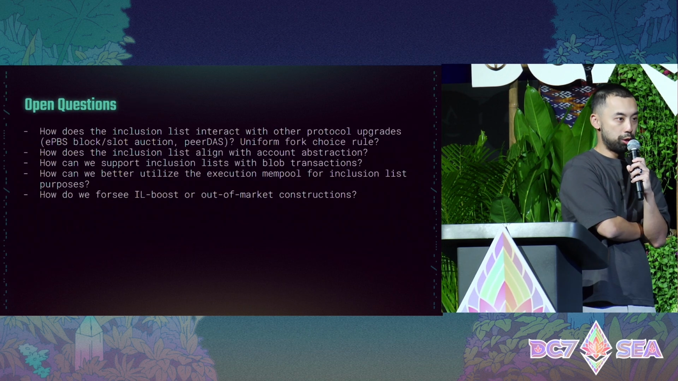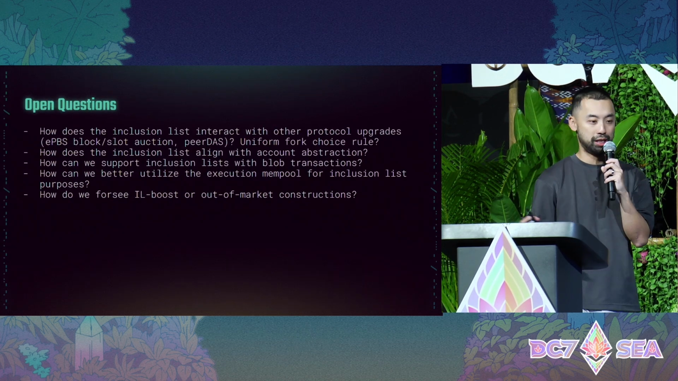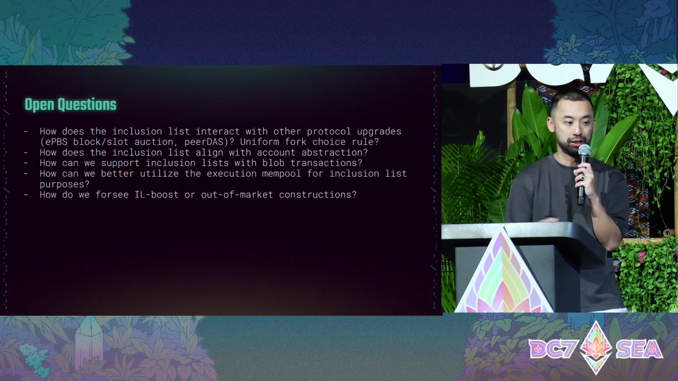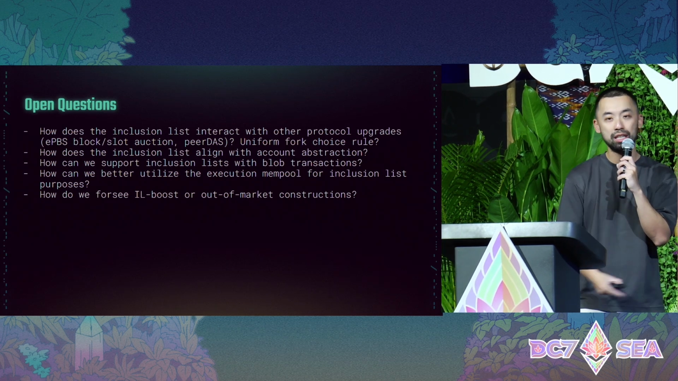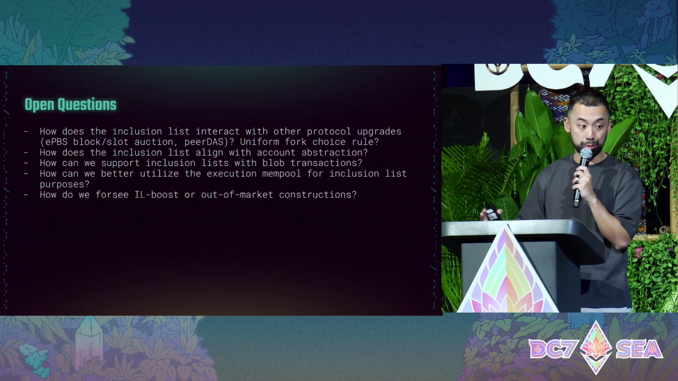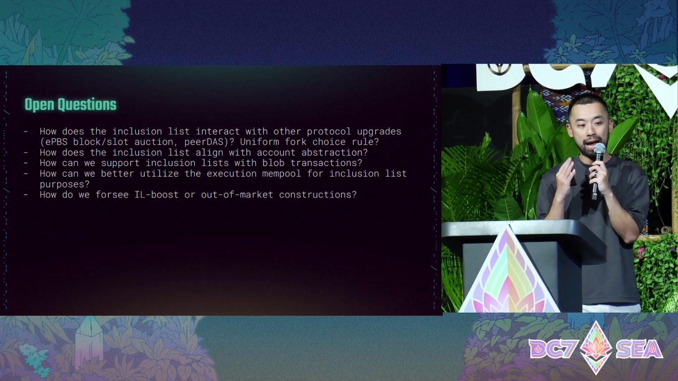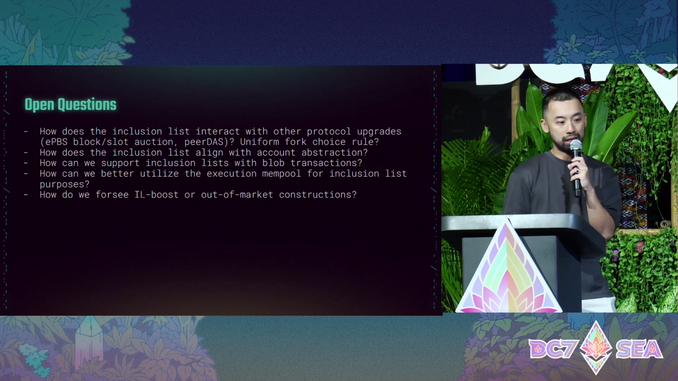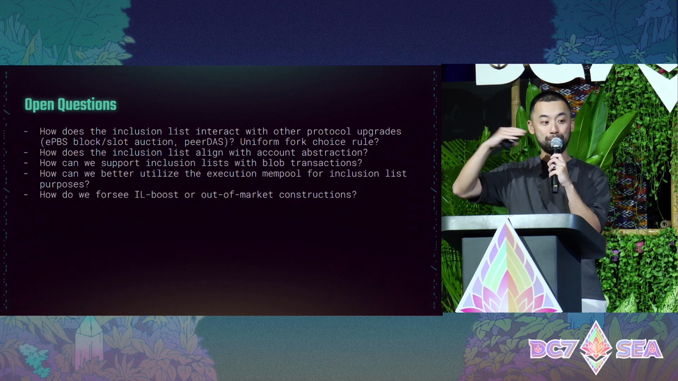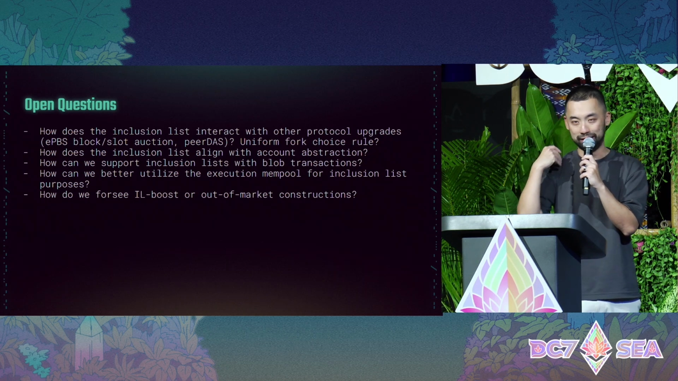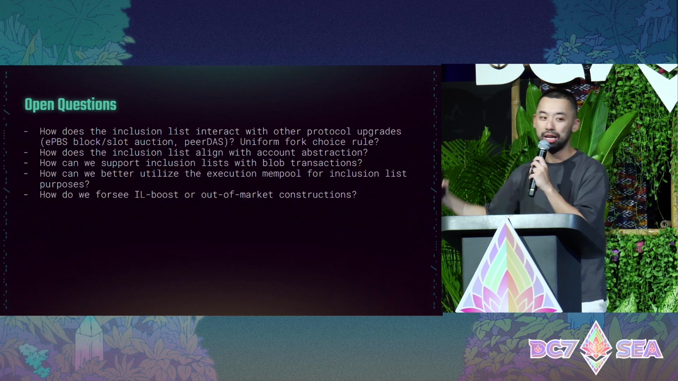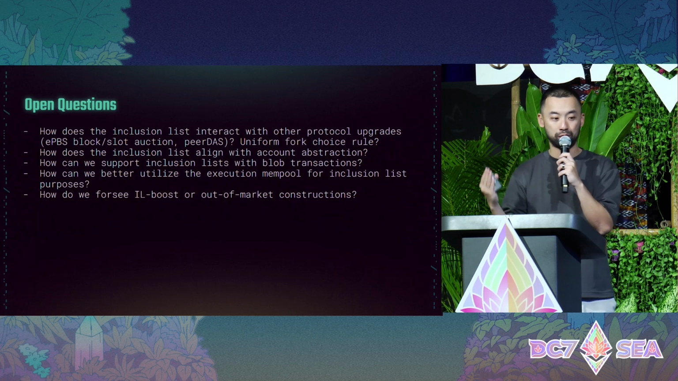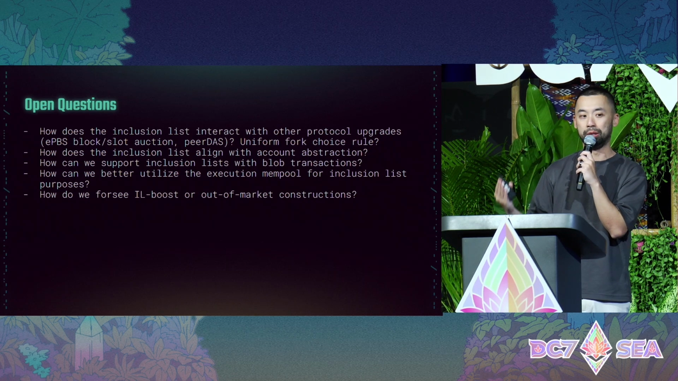So here are some open questions for us to study if we're interested in this inclusion list space. How compatible is it with the future roadmap, such as Pierre does, such as EPBS? How does the inclusion list work with account abstraction? How can we add blob transactions into the inclusion list such that it doesn't open up those concerns? How can we better utilize the local mempool for the inclusion list? Maybe we can just send the transaction hash instead of sending the full transactions. Finally, will there be an out-of-protocol market for inclusion lists? It's something that we need to study more.